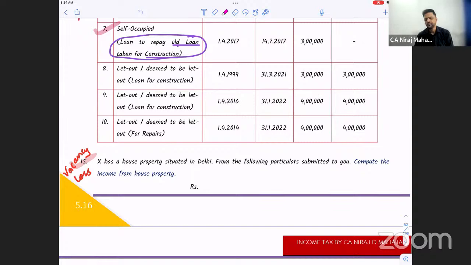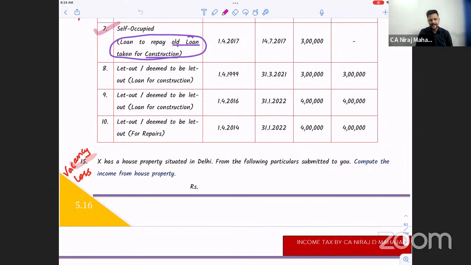Section 23. What does it say? That NAV, net annual value, is what? Gross annual value, GAV, minus municipal taxes paid during the year by the owner. Correct? So how do we arrive at GAV?